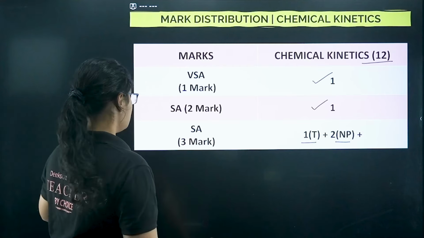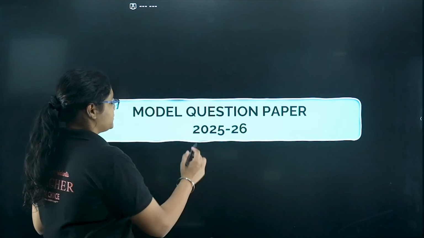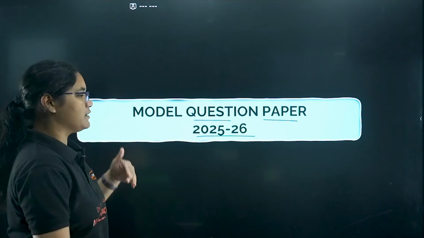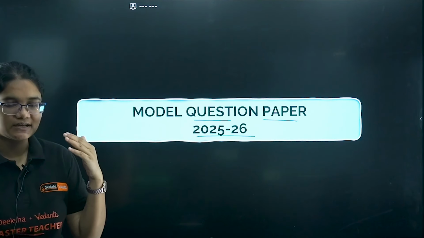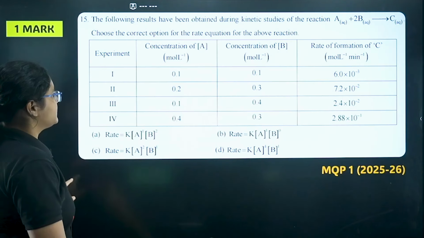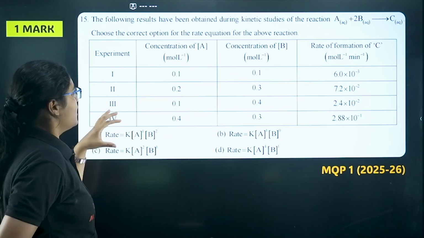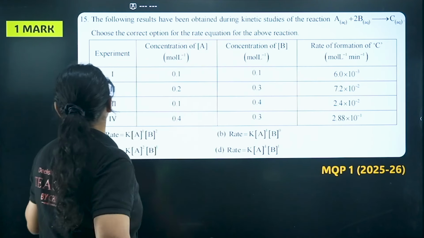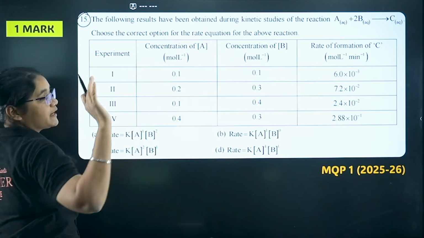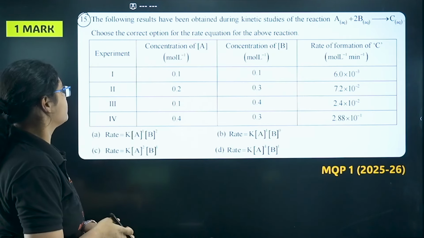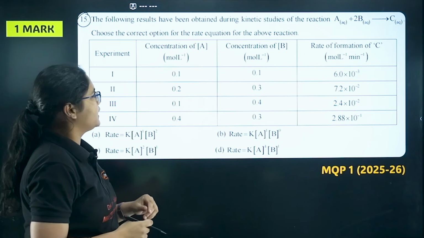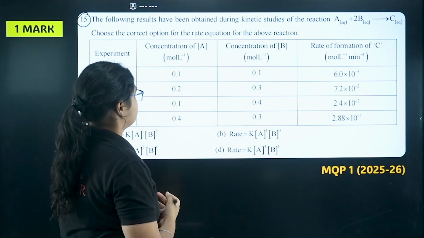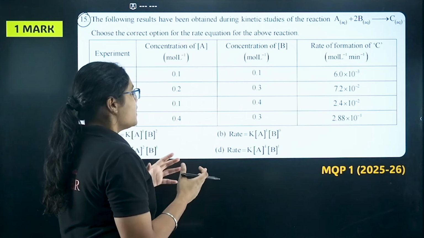Now let's see the questions from the model question papers of 25-26. There were 3 model question papers, so I'll start with 1, then 2, then 3. So we'll see the first question. This is an MCQ question of model question paper 1, question number 15. You can check it from your model question paper also. The following results have been obtained during the kinetic study of the reaction. Choose the correct option for the rate equation for the above reaction.